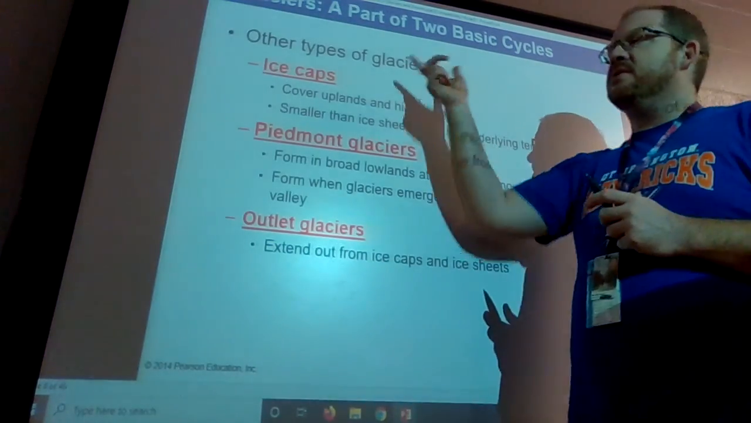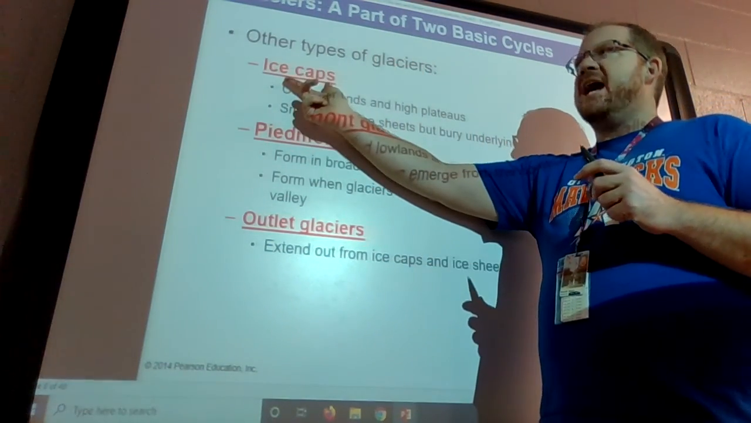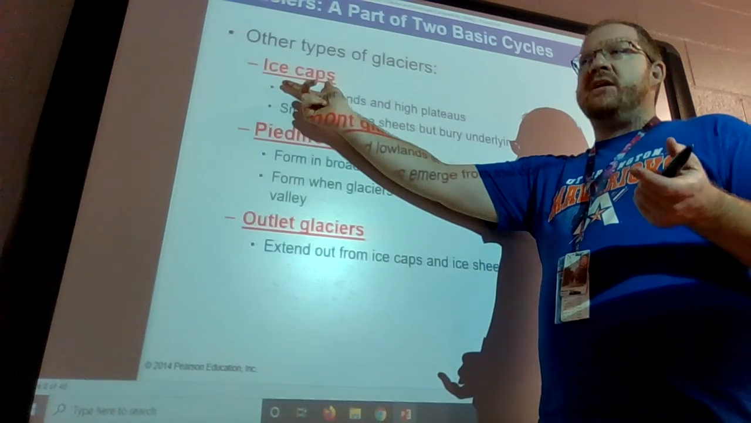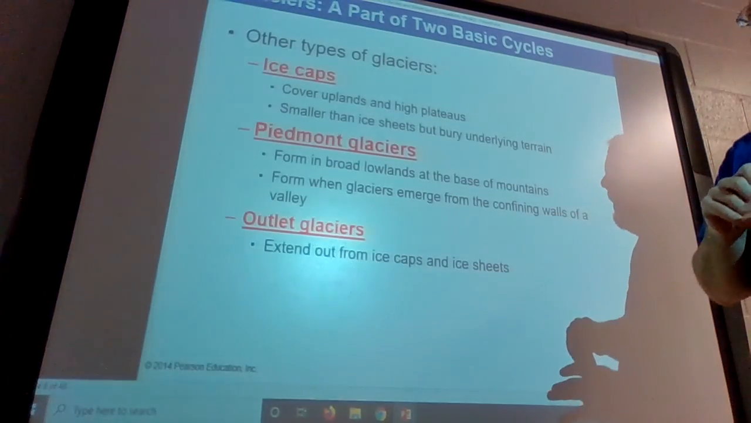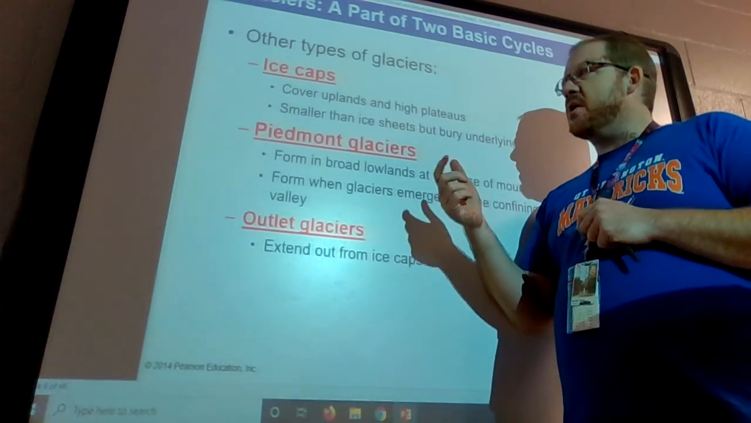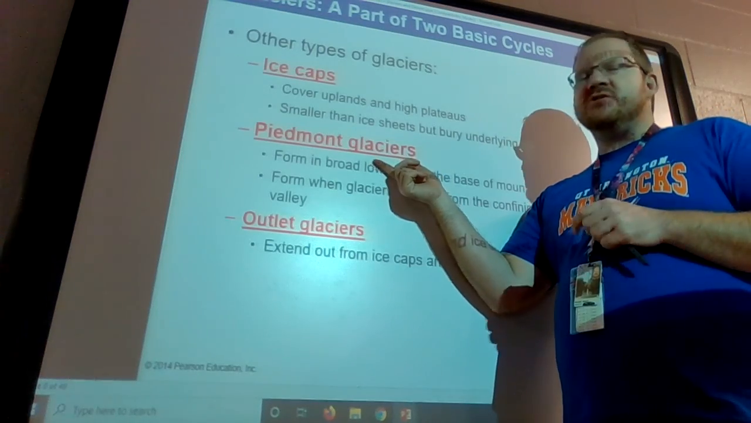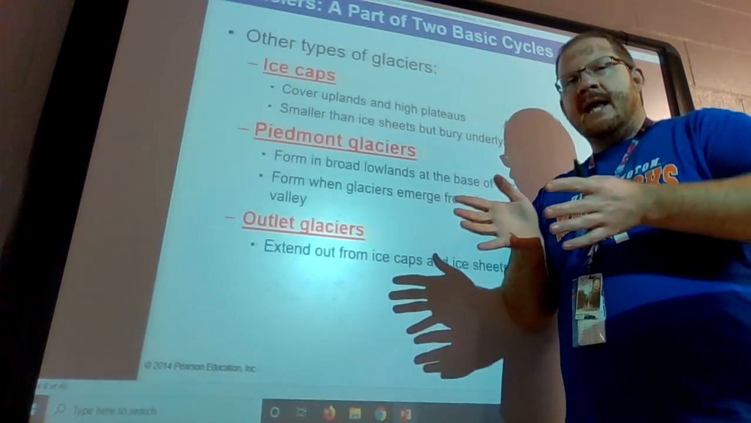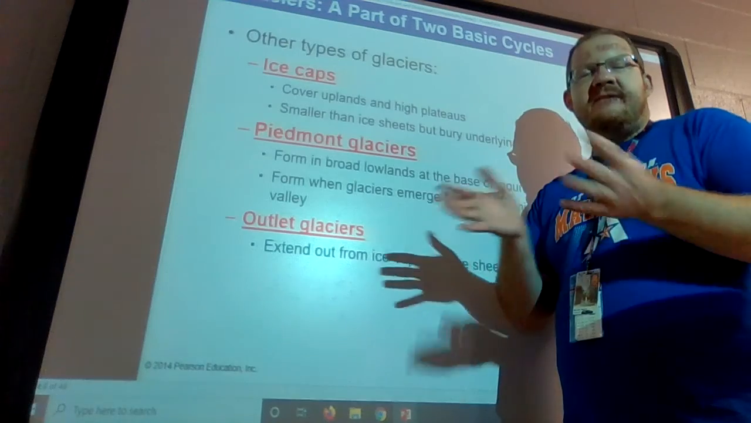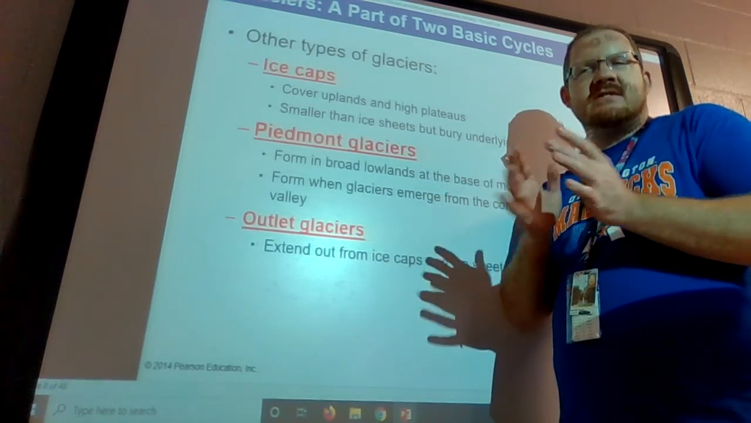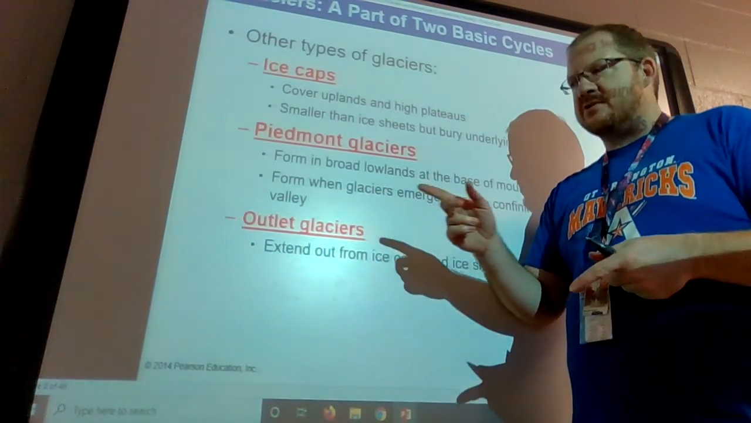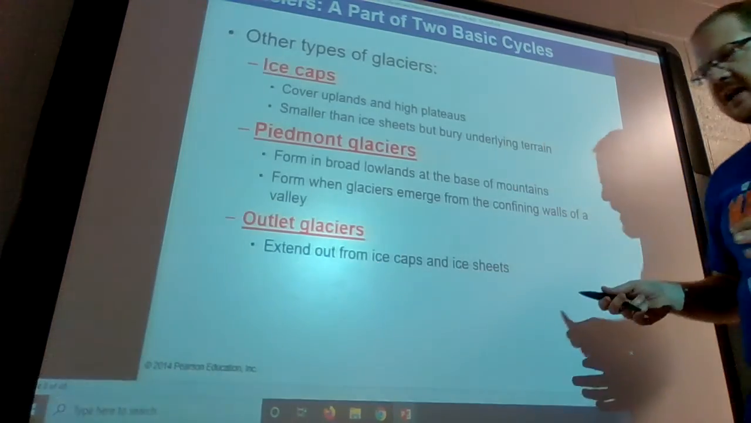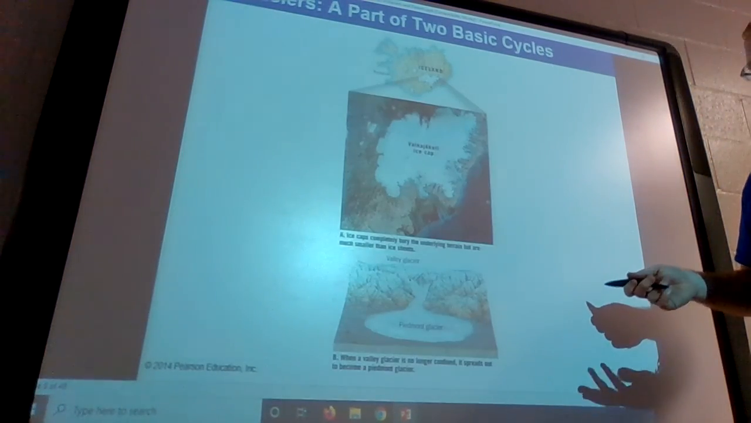They go through a couple of different types of glaciers. You have ice caps, which are smaller than your ice sheets or your ice fields. You also have Piedmont glaciers, which are glaciers that go down a valley, and at the point where the valley ends and they get to the bottom of the mountains, the glacier spreads out. We'll see a picture of that in a second. You also have some outlet glaciers that come out from your ice sheets.